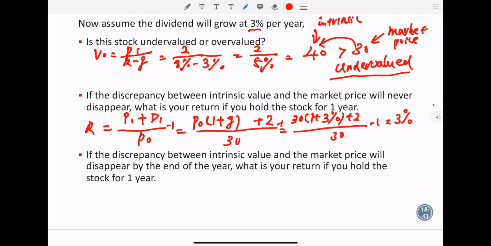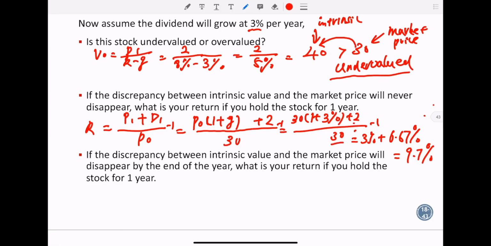So this gives us 3% plus 6.67%, which is 9.7%. So how do you get 6.67%? Well, it's just 2 divided by 30, right?